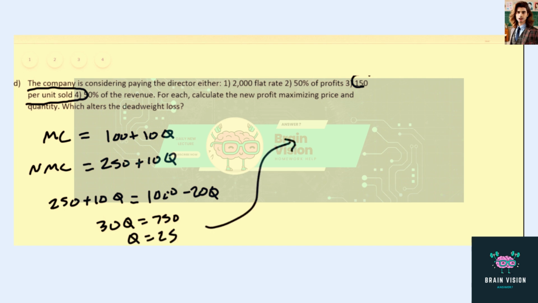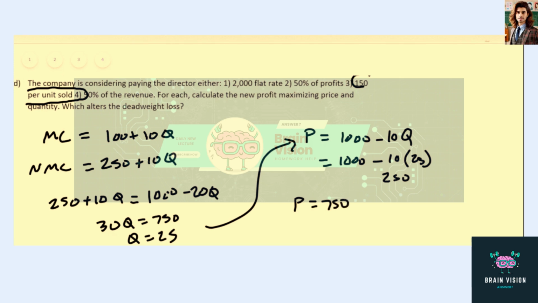And then we plug that back into the demand equation. So we have price equals 1,000 minus 10Q, which equals 1,000 minus 10 times 25. And this, of course, is 250, so we get price equals 750. So then the only one of these that's also going to alter the deadweight loss is this third option. So this was chapter 15.